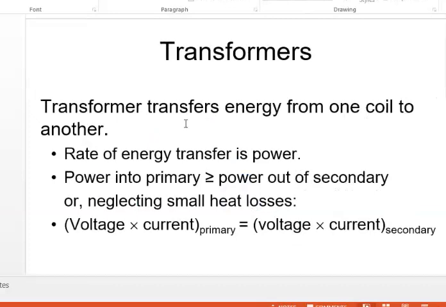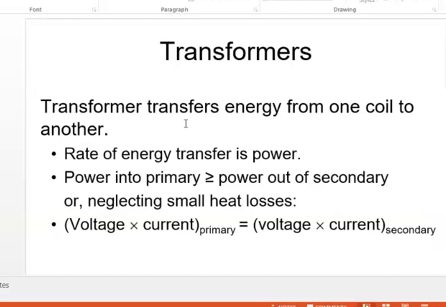That is, the rate of energy transferred from one coil to another coil is called the power of the transformer. Power input in the primary must be either equal to or greater than the power output of the secondary. Neglecting small heat losses, voltage into current in the primary coil, because you know that voltage into current is nothing but power, equals voltage into current in the secondary coil.